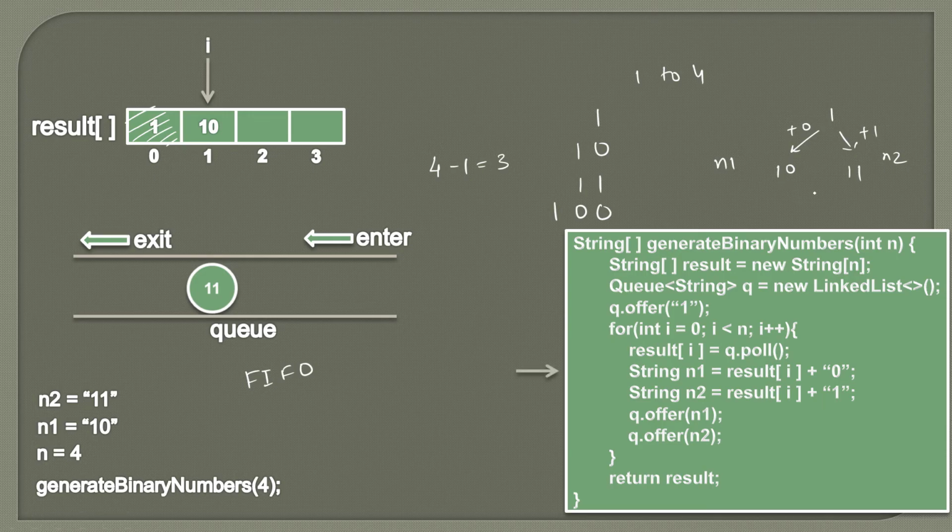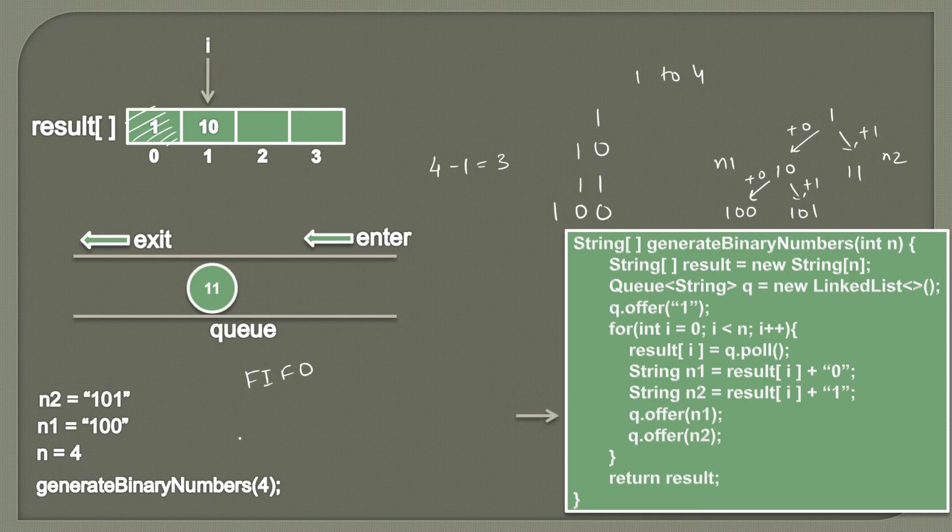After we get this string out, we know what that string is. So for the next elements, we can append 0 and 1. We get 1 0 0 and 1 0 1, and we can put these two elements directly into the queue. So first we will generate n1 and n2. Result of i gives 1 0. We will append 0, so n1 will become 1 0 0, and n2 will become 1 0 plus 1, which gives 1 0 1.